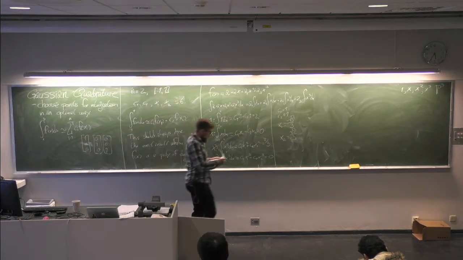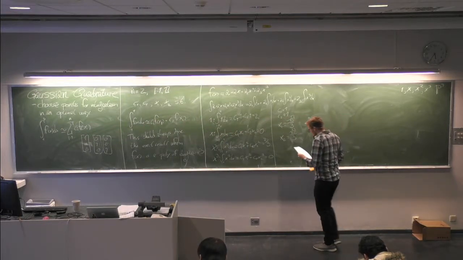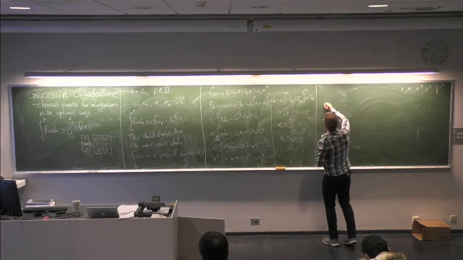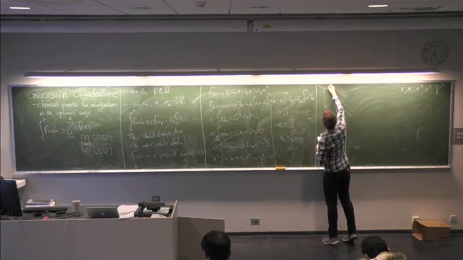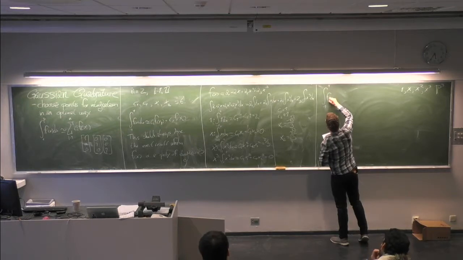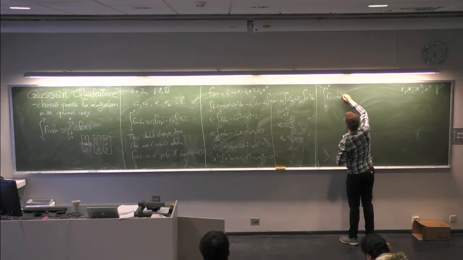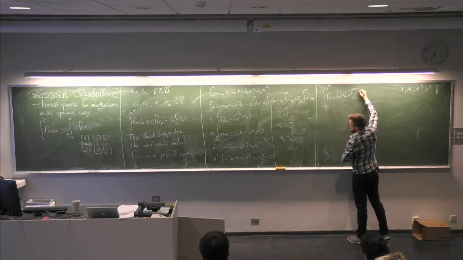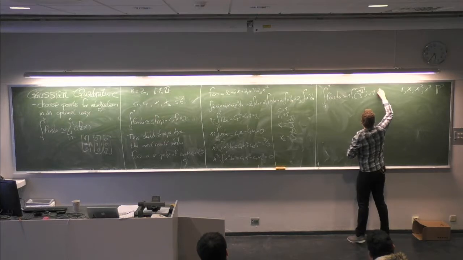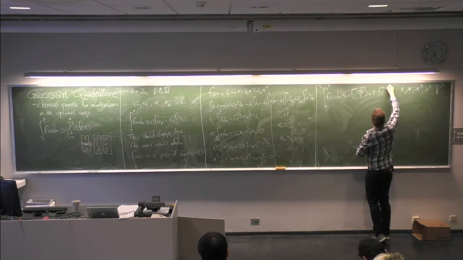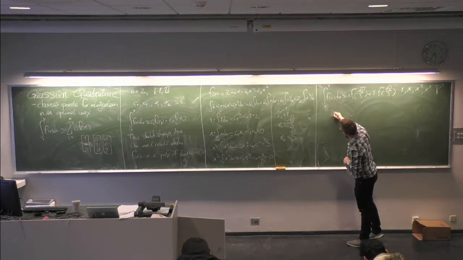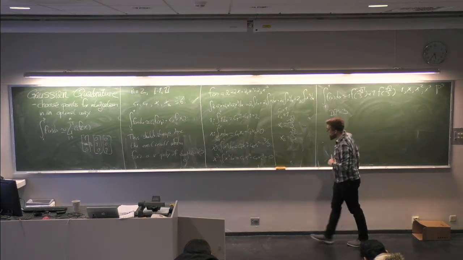I'll try to figure out how to do it. But basically, to sum up, the integral from minus 1 to 1 of f dx is 1 times the function evaluated at minus √3 over 3 plus 1 times the function evaluated at √3 over 3, with a degree of precision equal to 3.